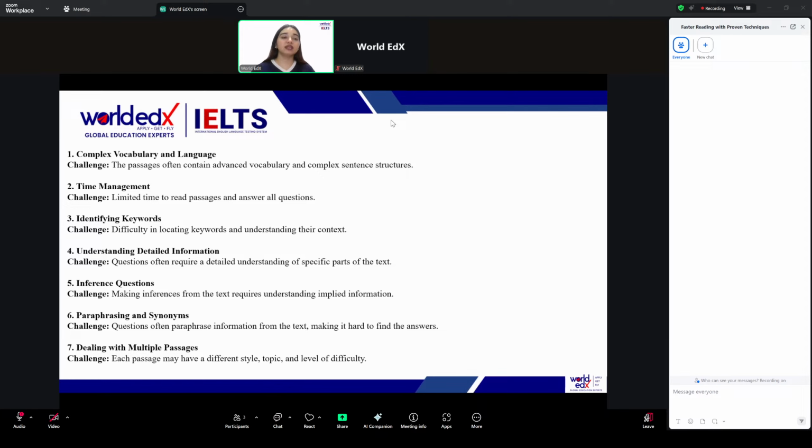The next one is dealing with multiple passages. As you already know, there are going to be three passages in the reading section, and every passage has its own unique style, unique difficulty, and unique topic. So make sure that you are practicing enough so that when there is a variety of passages, you do not get confused. So these are certain things that you have to be very much aware of.